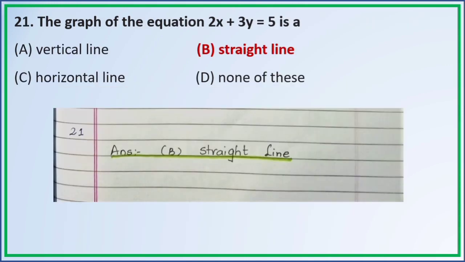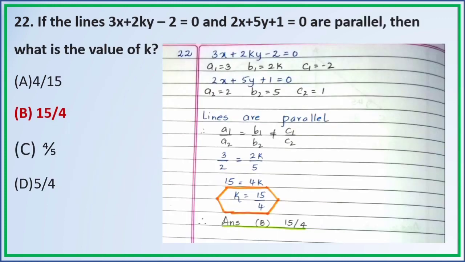Now moving to question number 21. The graph of the equation 2x plus 3y equals 5 is, geometrically, a linear equation that represents a straight line. Therefore, 2x plus 3y equals 5 is a linear equation in two variables. Geometrically, it represents a straight line. Now moving to question number 22.